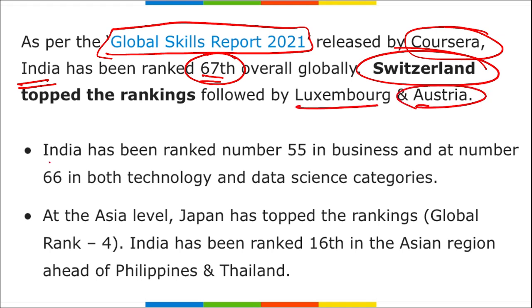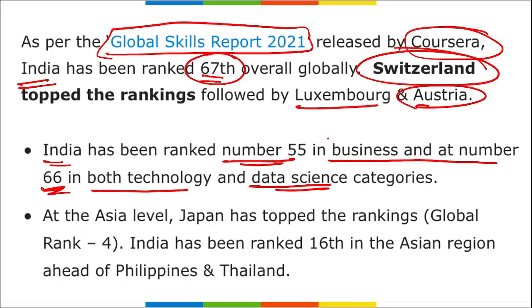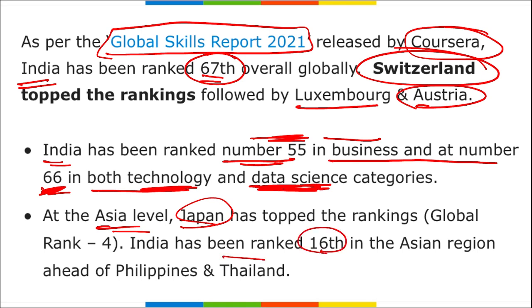Also remember, India was ranked number 55 in business and number 66 in both technology and data science. I repeat, here we are talking about data skills. India's rank was 67th. If we are talking about business, then the rank of India is 55. If we are talking about technology and data science, the rank of India is 66. You can see at the Asian level, Japan has topped the ranking and India has ranked 16th in the Asian region, ahead of the Philippines and Thailand.